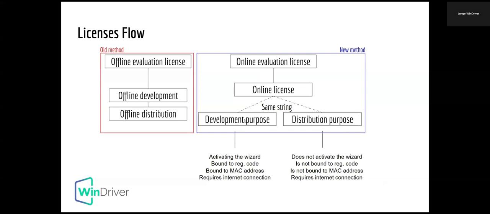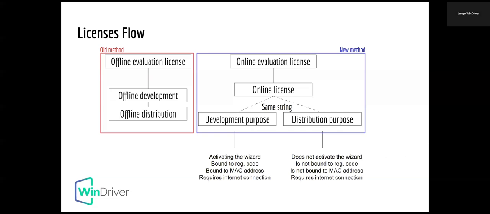For development purpose, the online license activates the wizard. It is bound to both registration code and MAC address, and it requires an internet connection. The distribution purpose requires internet connection as well. However, it will not activate the wizard in a computer that we don't have its registration code or MAC address. So you don't need to send us the MAC address of all your distributions. This is not the case. You can simply install it. However, we would need your MAC address of the development machine.